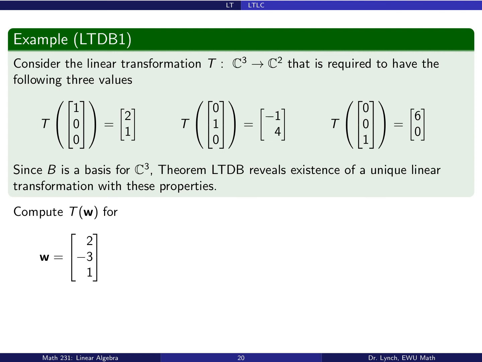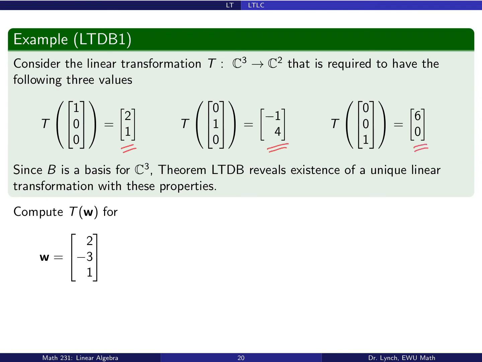Let's go ahead and have a look at some linear transformation for which we know that the image of the first basis vector in C3 is (2, 1). The image of the second basis vector in C3 is (-1, 4). And the image of the third basis vector in C3 is (6, 0).